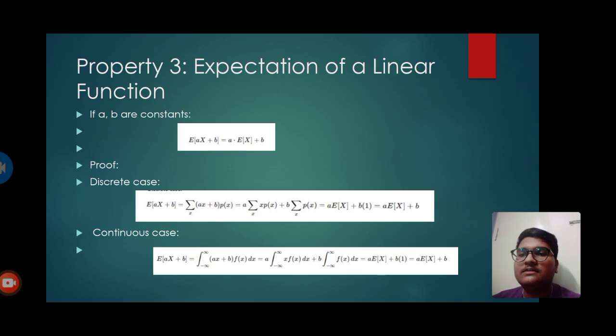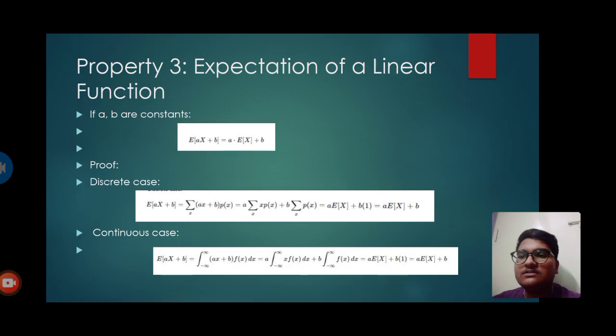Now let us split for both variables. So a into summation of x into p of x plus b into summation of p of x is equal to, as we know, summation of x into p of x is expectation E of x, plus summation of p of x, as we know the sum of total probabilities is equal to 1. So a into expectation of x plus b into 1. So a into E of x plus b, as given in the property.